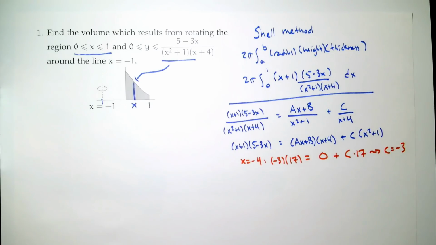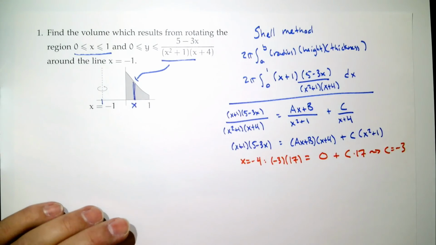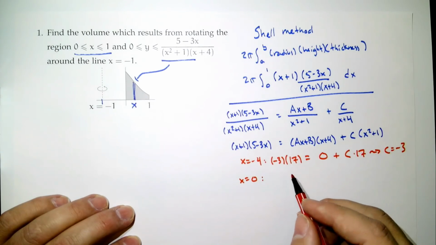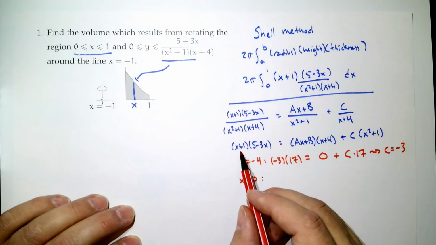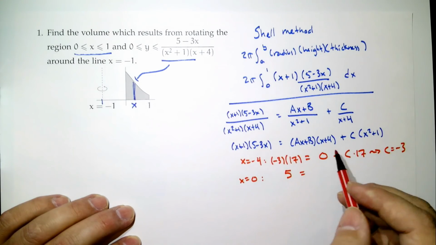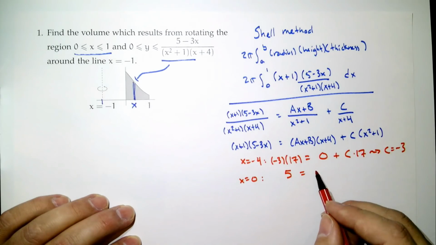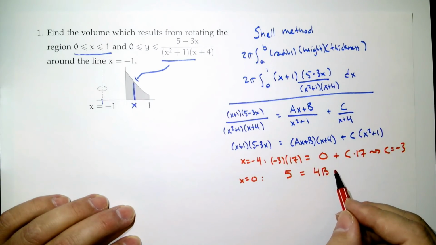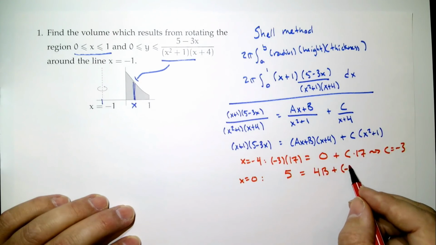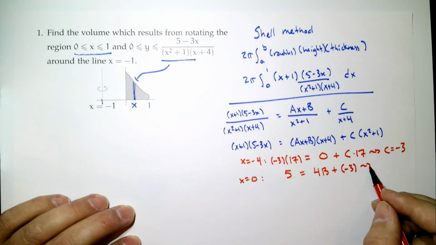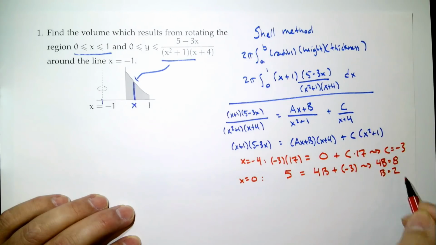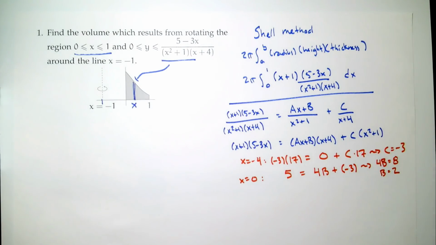Is there another good choice? 0 is a great choice. Let's see what happens when x = 0. On the left-hand side we get 1 times 5, so 5 equals b times 4, so 4b, plus c. But I know c, that's −3. So that says 4b is 8, so b is 2. All right, 2 down, 1 to go.